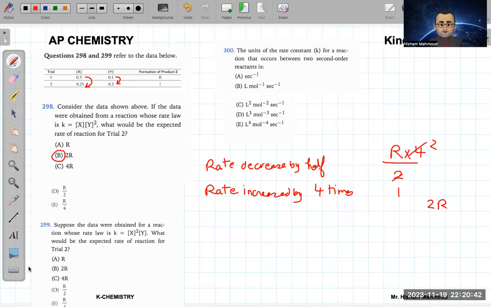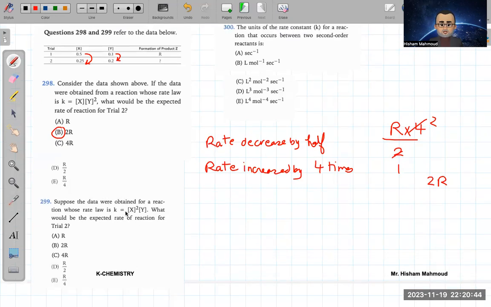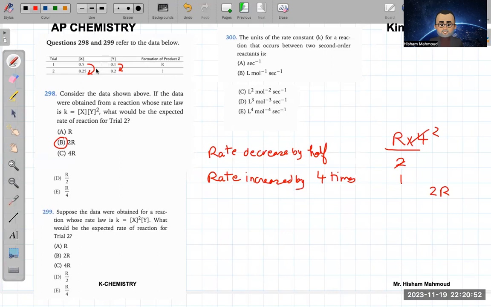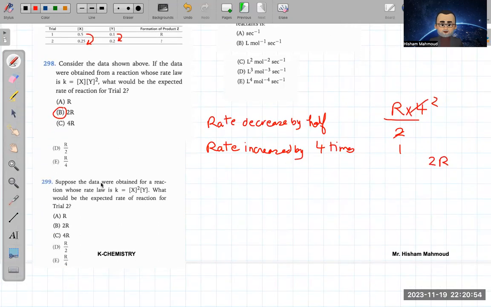Okay. Suppose the data were obtained for a reaction whose rate law is equal to kx squared. What would be the expected rate of reaction for trial 2? The same one. Questions 28, 29 together. Let's just put the numbers. It's R over 2. Okay.